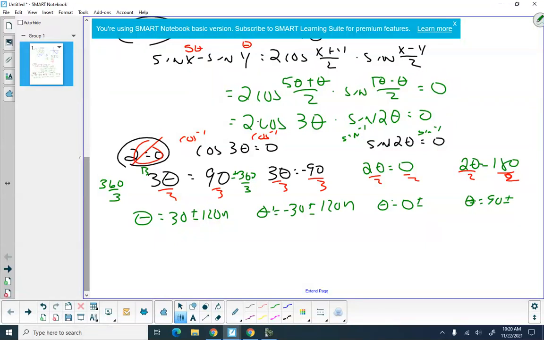Our b value in this case is a value of 2. So the period would be 360 divided by 2. So we have 180. Or you can think about the other way. Inverse sine of 0 is 0 plus or minus 360n. So we divide everything by 2. That will give us our 180. Or 180 plus or minus 360n. That gets 90 plus or minus 180n.